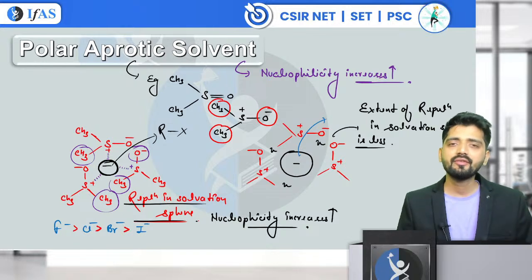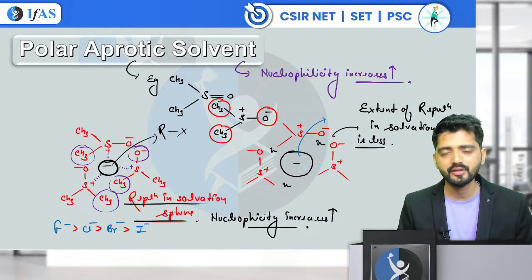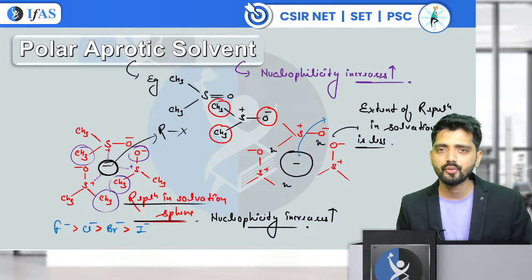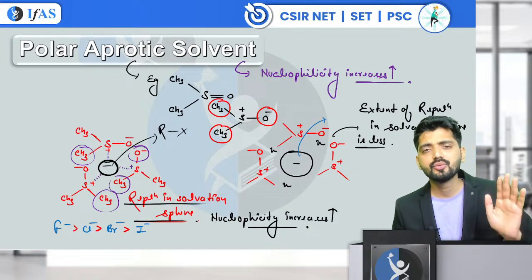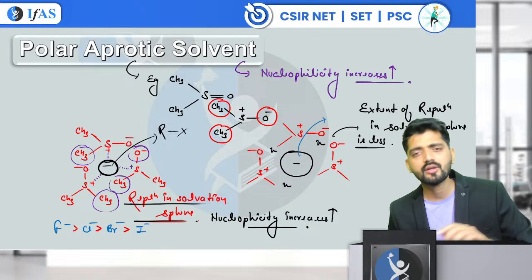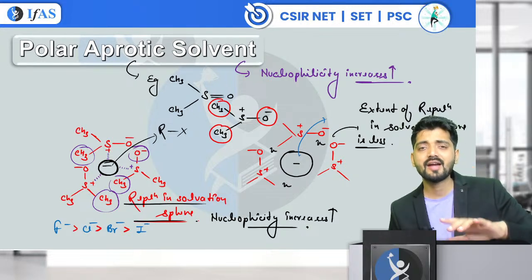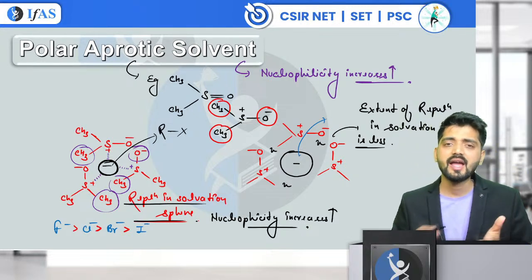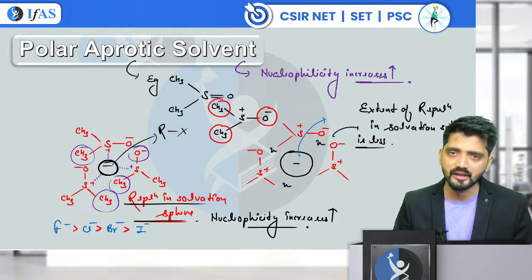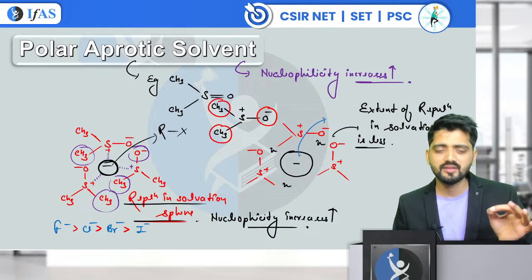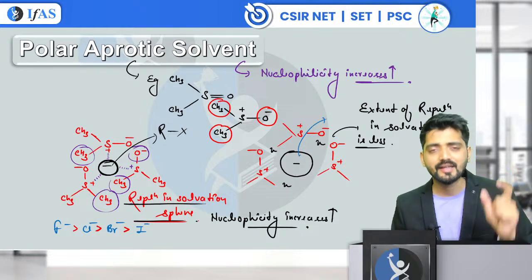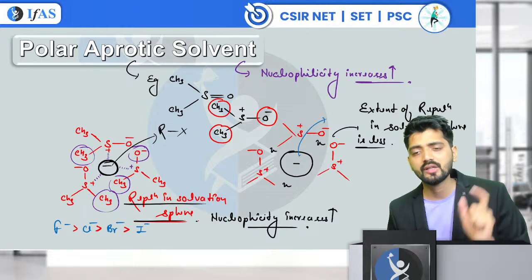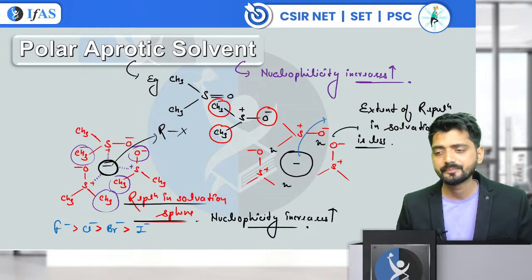Always remember, if the examiner has mentioned a polar protic solvent or a polar aprotic solvent, then you know what to do. If the examiner has not mentioned any sort of solvent, then you need to consider it as polar protic, or consider the situation which we dealt with in yesterday's lecture, that as the size increases, nucleophilicity increases. You will not consider the case of polar aprotic until and unless it is mentioned in the question that the examiner is using a polar aprotic solvent. I hope you got the concept.